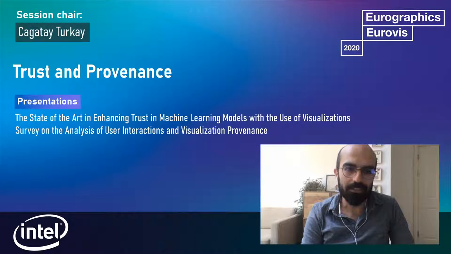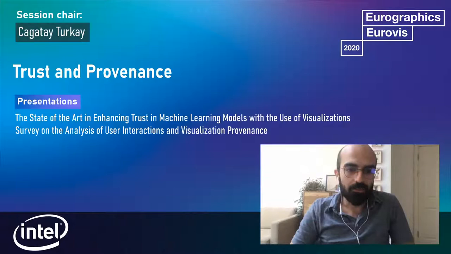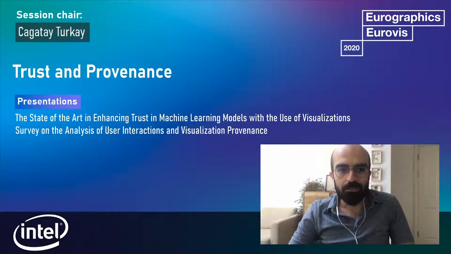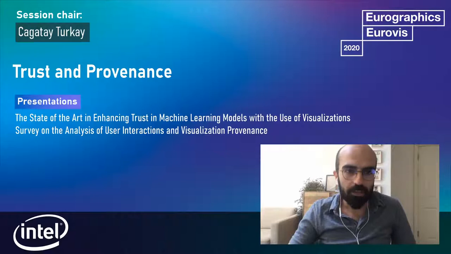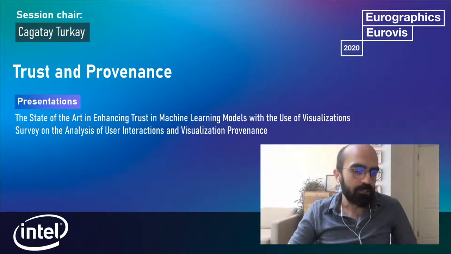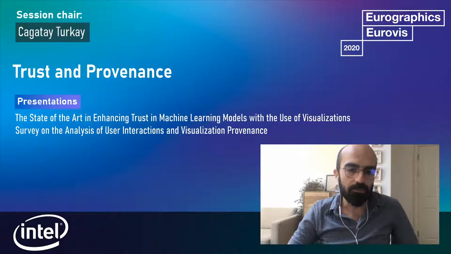So this session is called Trust and Provenance. We have two very impressive surveys that we are going to listen to and discuss. I'll give you a bit of housekeeping first. After the introduction, we are going to listen to a pre-recorded video of the first talk, and then we go to a question and answer session.